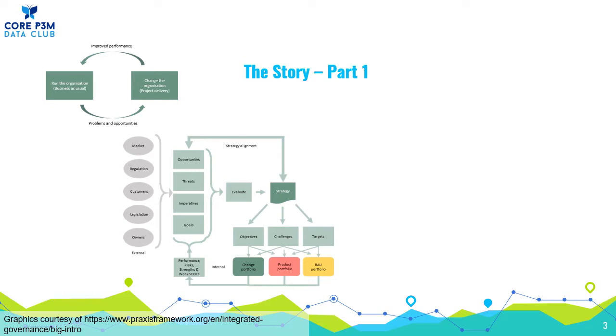The big model recognizes that organizations have to deal with multiple issues. It classifies these as stimuli: opportunities, threats, imperatives and goals, OTIGs we call them, which need to be evaluated and balanced in order to develop an effective risk-based strategy. We evaluate their importance and build them into our vision and strategy, where we take account of our current state, strengths and weaknesses.